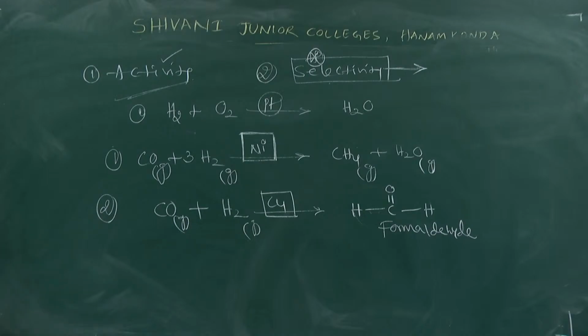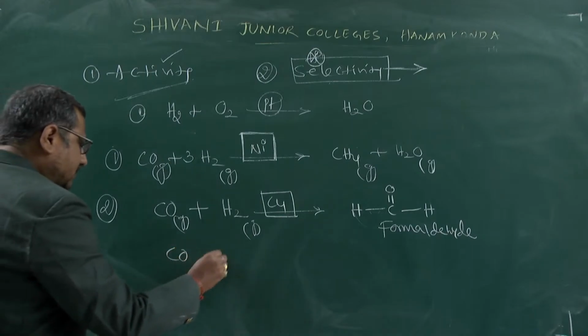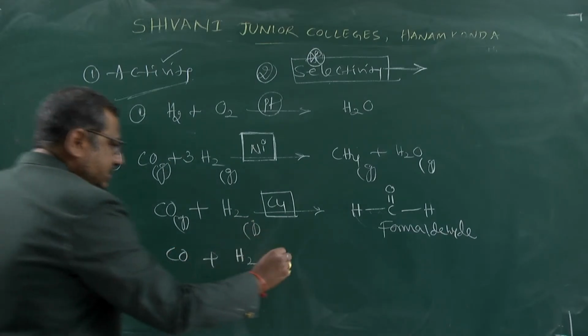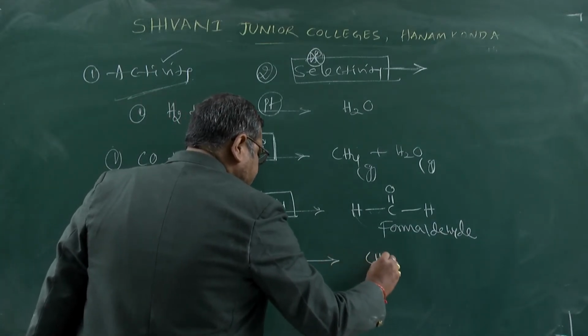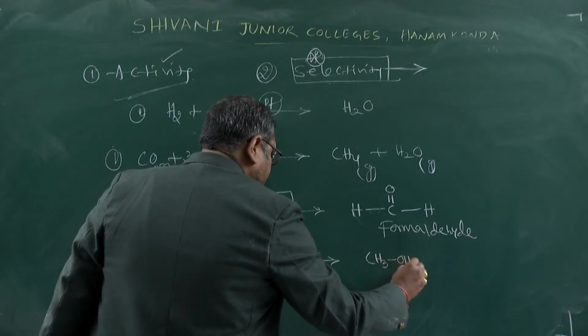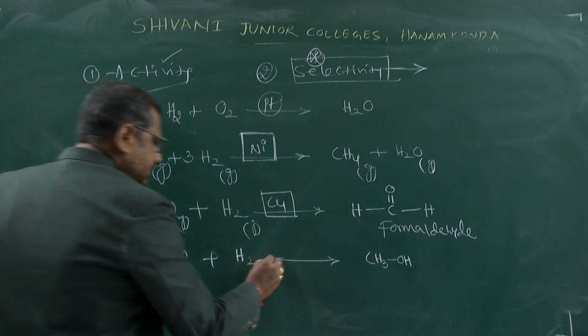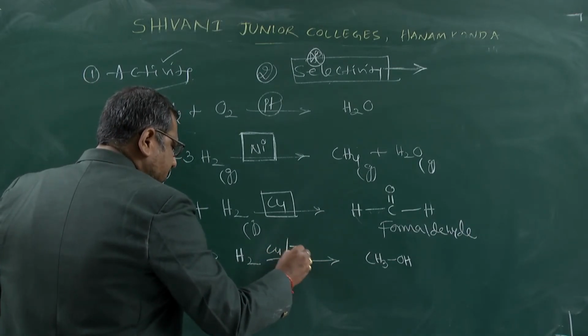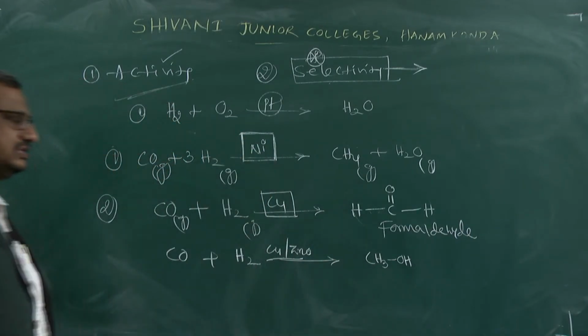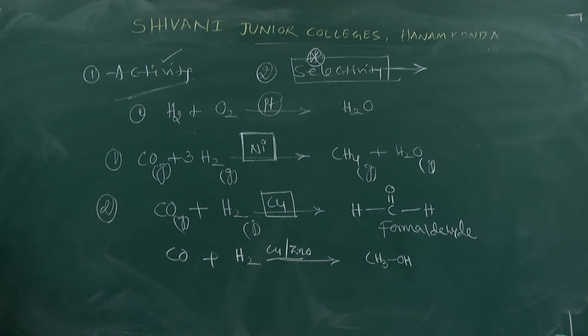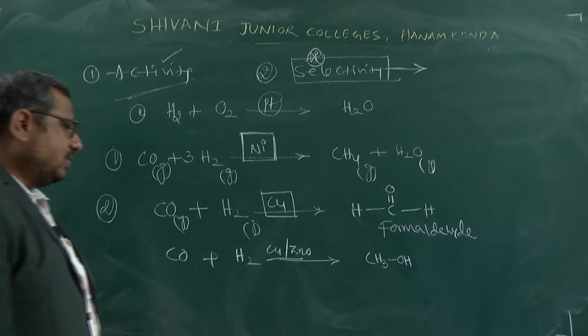And one more condition here: carbon monoxide plus hydrogen to form methanol is the product. Methanol means CH3OH is the product. Here the catalyst is copper and zinc oxide acting as a catalyst. So, carbon monoxide reacts with hydrogen to form the product. The product is methanol. Methanol is CH3OH.